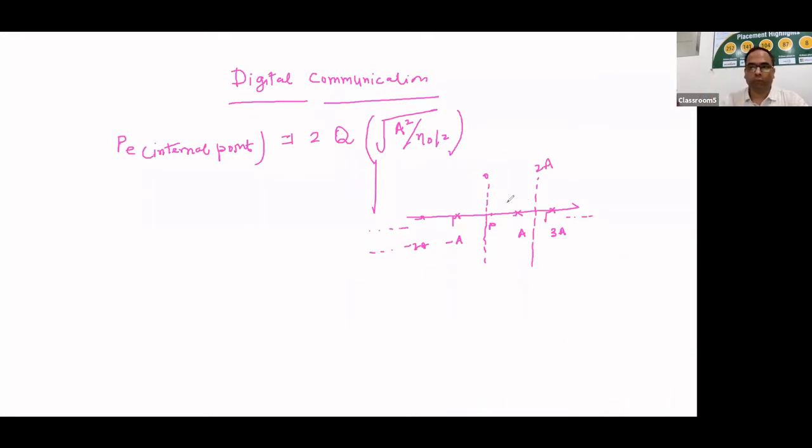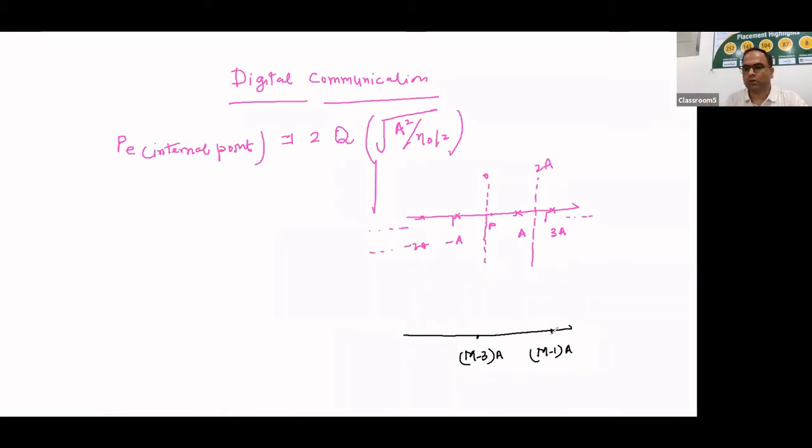But if we talk about the end point, the last constellation point, then we will have only a single boundary. For example, if we plot the diagram for the last constellation point, this is the last constellation, the Mth constellation point. It can be written as M minus 1 A, and the previous to this constellation can be written as M minus 3A. Why? Because the gap between these 2 points should be 2A, right?